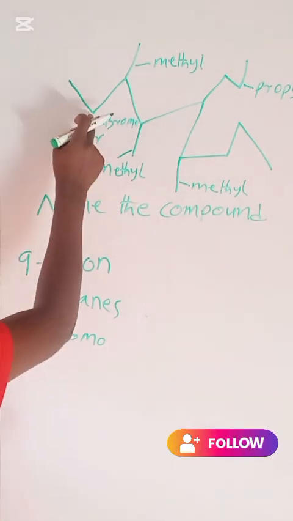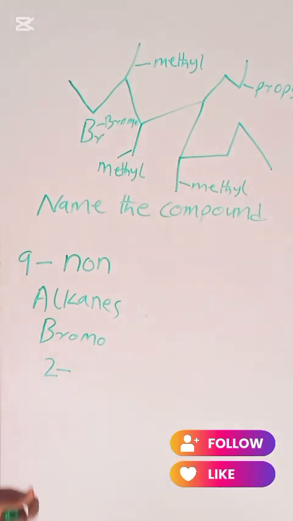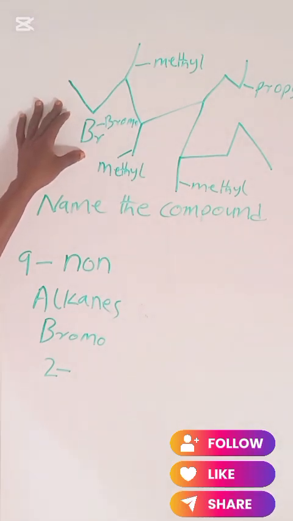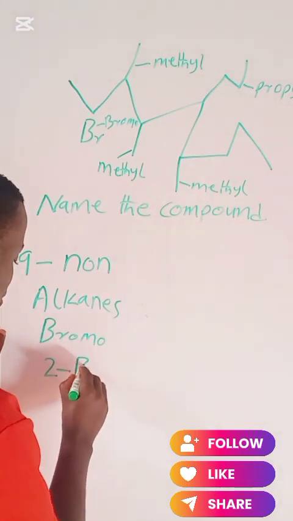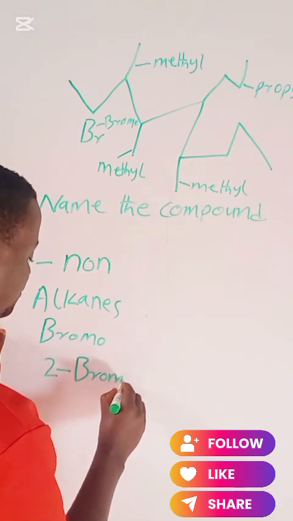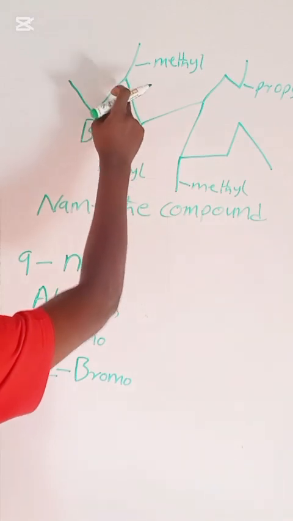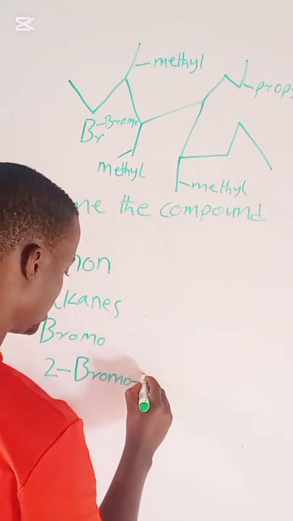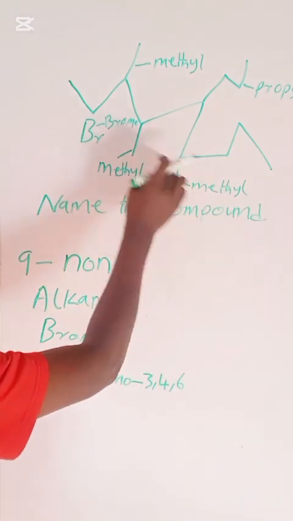We have 1, 2. So the bromo is 2. We say 2 because we are going to start with this one first. For our naming, we need to start with the inorganic one first, before going to the other substituents. So now it's 2-bromo. Now we have the 3, 4, and 6. All of them are the same: methyl, methyl, methyl.